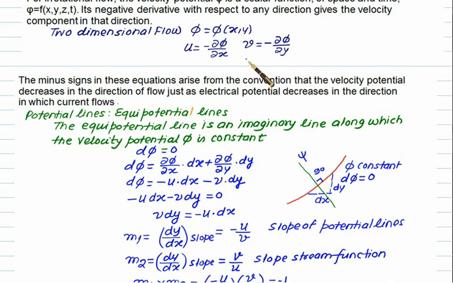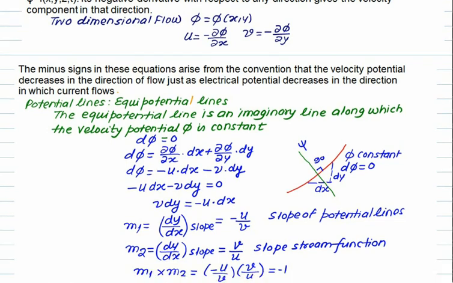And both terms are taken as negative. The minus sign in this equation arises from the convention that the velocity potential decreases in the direction of flow, just as the electrical potential decreases in the direction in which the current flows. Here the velocity potential can be well defined for 3-dimensional as well as 2-dimensional flow, but the stream function is only defined for 2-dimensional flow. And if you join all these lines of constant velocity potential, they are called equipotential lines.